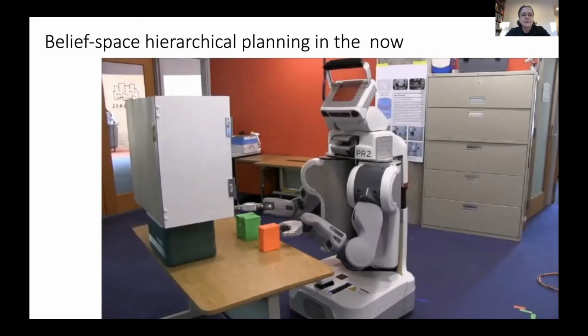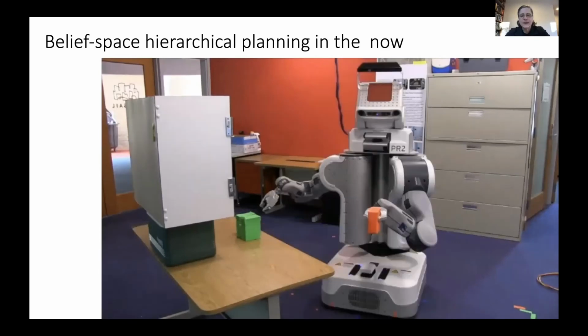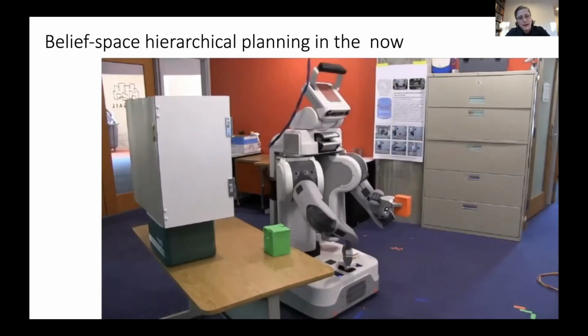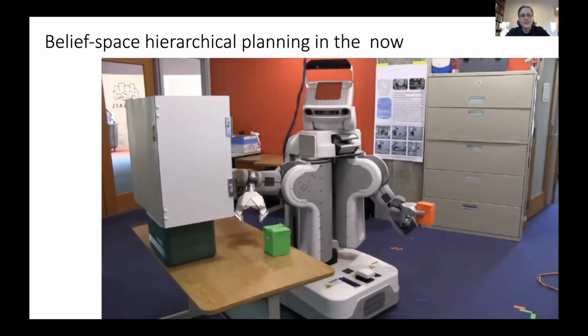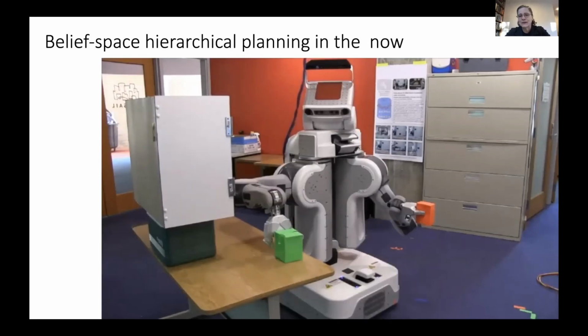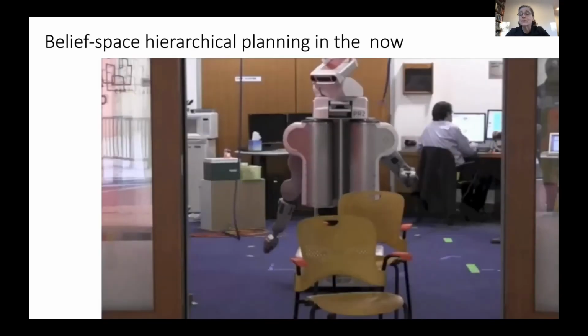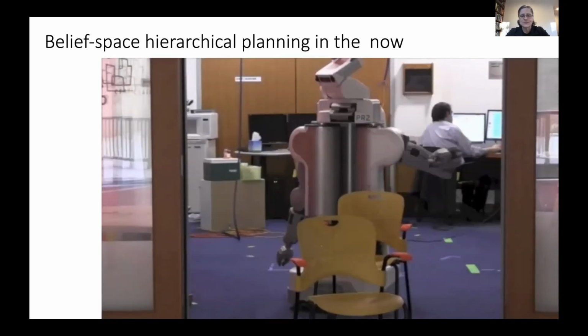Here we asked it to put the green box in the corner of the table. It realized that the orange box was in the way, because it has to push the green box, because the green box is too big to pick up. It also knows that its pushing is really unreliable. And so it plans to look. It's planning in belief space. It plans to look to be sure the object got where it wanted to.